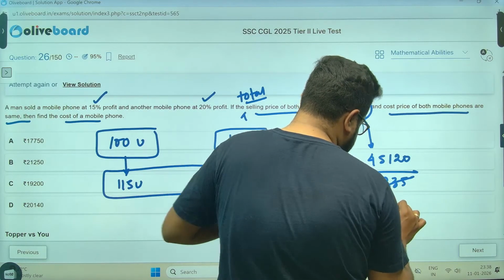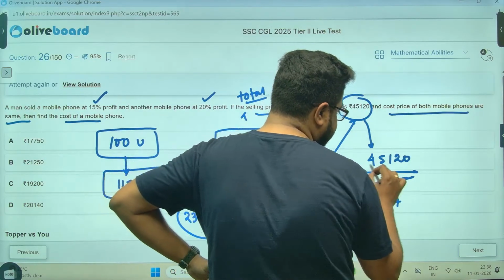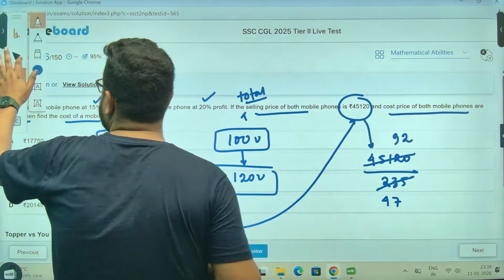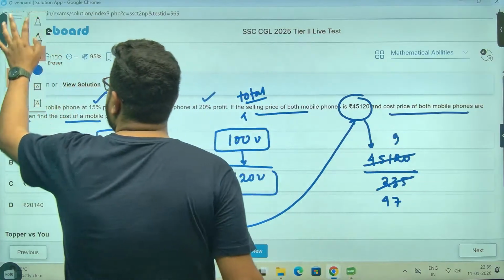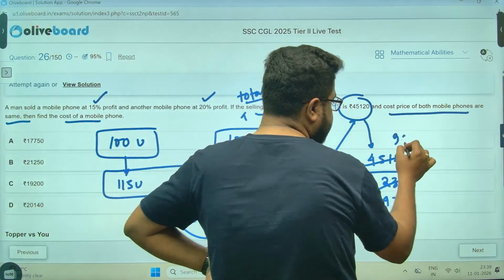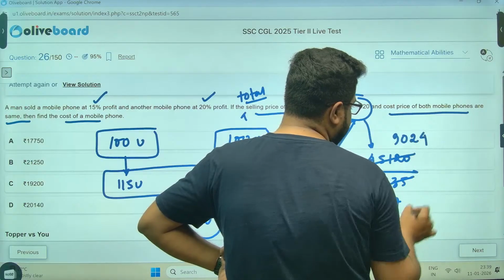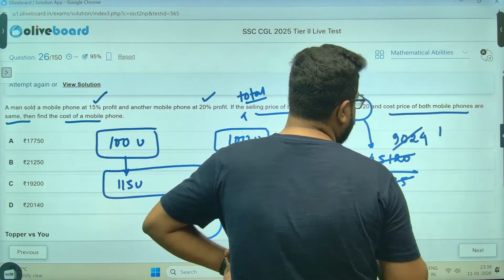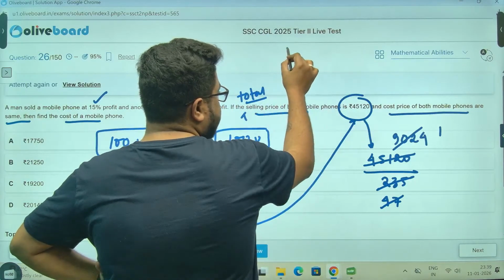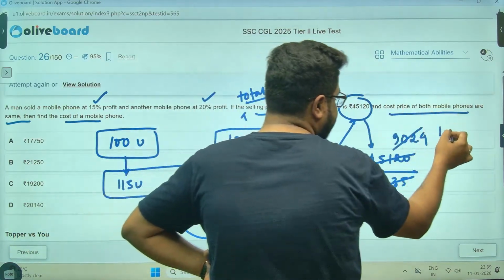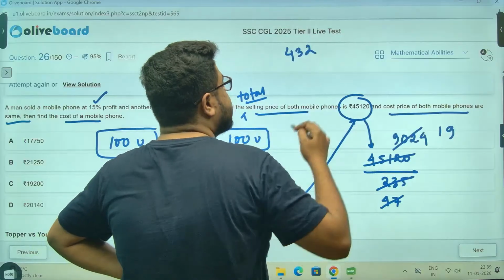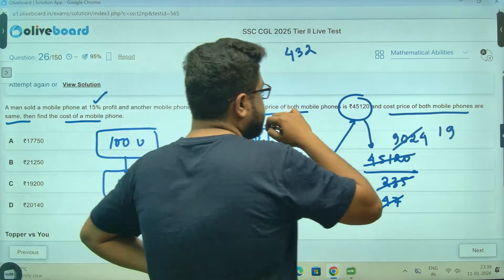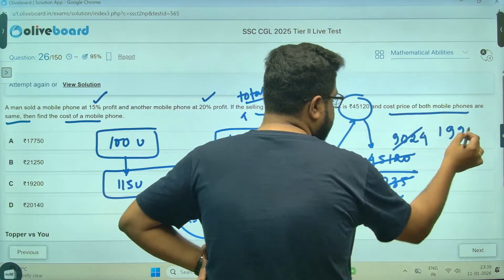5 fours are 20. 5 sevens are this. 5 nines are 45. Sorry, I forgot to put the 0, sir. 5 nines are 45. 5 twos are this. 5 fours are this. 47 nines are 423, meaning 470 minus 50 is 420, 423. So 1 unit is 192.